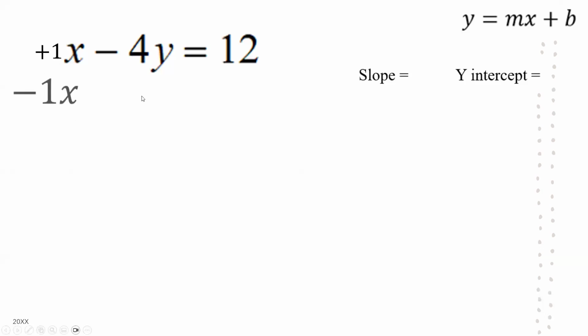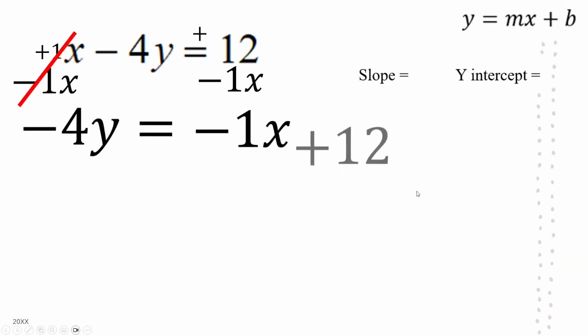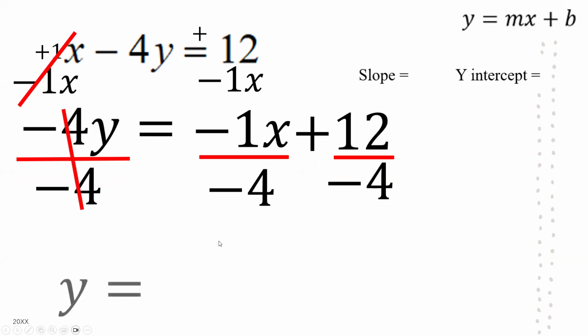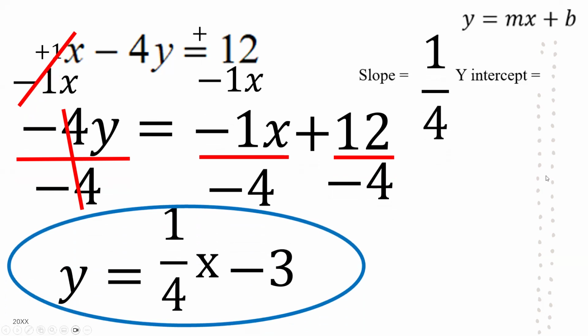We're going to subtract 1x over. Bring down the negative 4y, bring down negative 1x plus 12. Now we're going to divide both sides by negative 4. We end up with y equals positive 1/4 x minus 3. Slope is 1/4. Y-intercept is 0, negative 3.